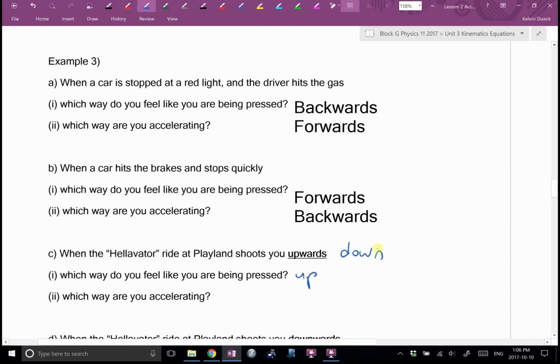Oh, sorry. I put those on the wrong lines. Which way do you feel like you're getting pressed? Downwards, but you're clearly accelerating upwards. Your body can detect acceleration. I usually just detect it backwards.